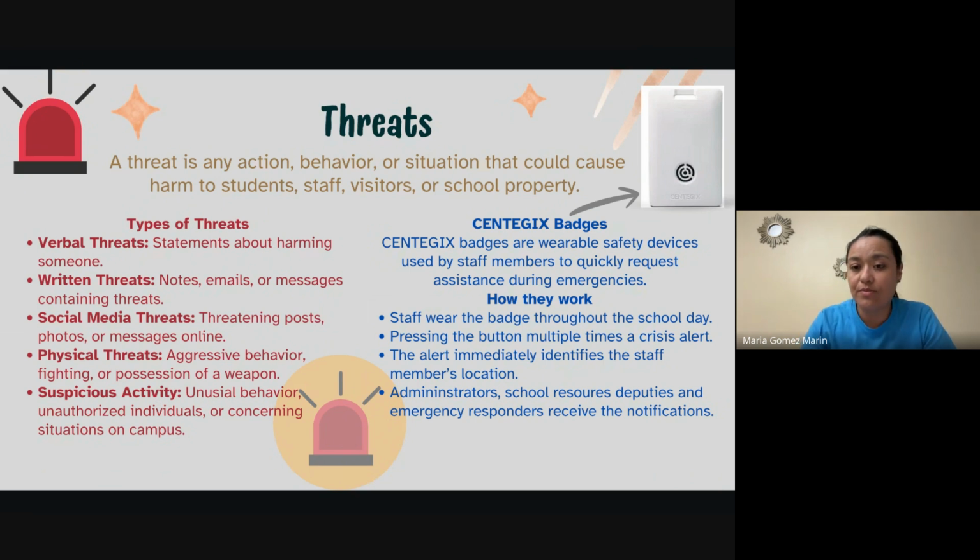Okay, so some of the schools use synthetic badges, so that teachers and staff can let the administration know how to act when a situation like this is happening. The synthetic badges are wearable safety devices used by staff members to quickly request assistance during emergencies.